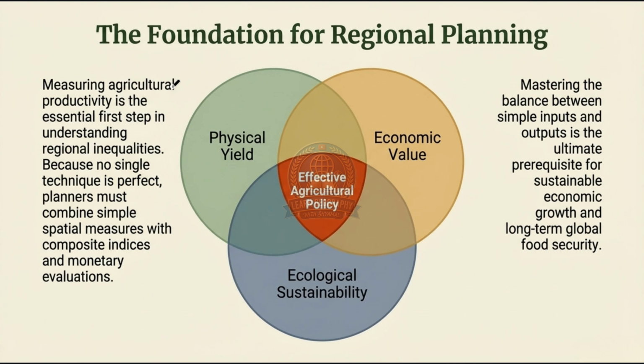The foundation for regional planning. Measuring agricultural productivity is the essential first step in understanding regional inequalities because no single technique is perfect. Planners must combine simple spatial measures with composite indices and monetary evaluations. And mastering the balance between simple inputs and outputs is the ultimate prerequisite for sustainable economic growth and long-term global food security. Physical yield, economic value, and ecological sustainability comprise effective agricultural policy.